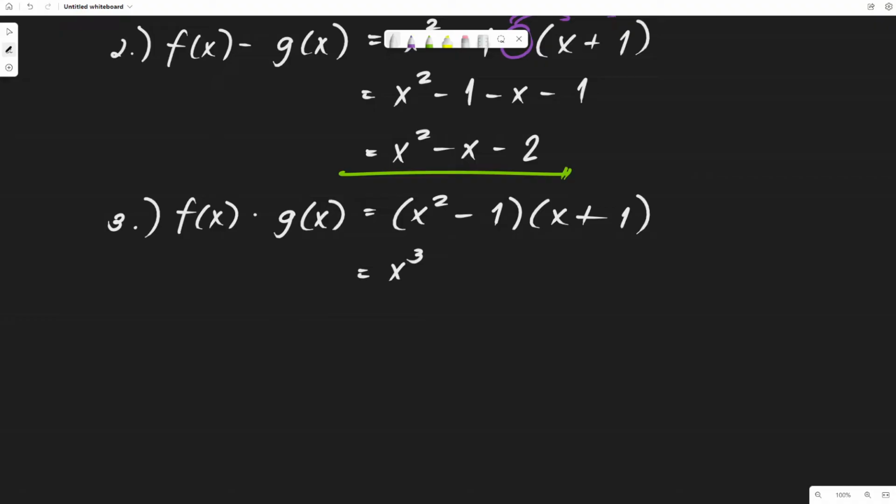Di ba? If we have the same base but different exponents, kapag minultiply natin siya, i-add lang natin yung kanilang exponents. Okay? Then x squared times 1, outer terms, that is x squared. Then negative 1 times x, that is negative x. Then negative 1 times negative 1 is, of course, negative 1. This is our final answer. Okay? And lastly, number 4.